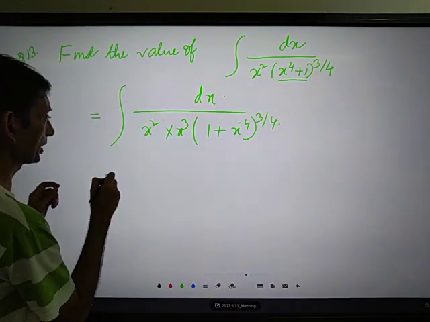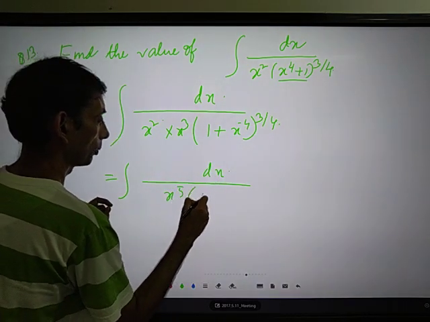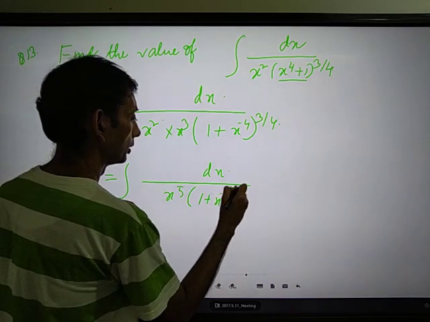So this gives us what? dx by x^5 into (1 plus x to the power minus 4) to the power 3 by 4.